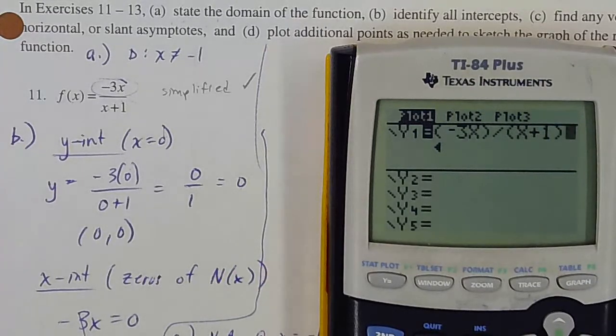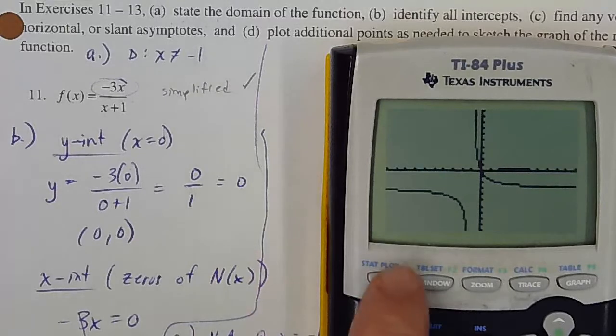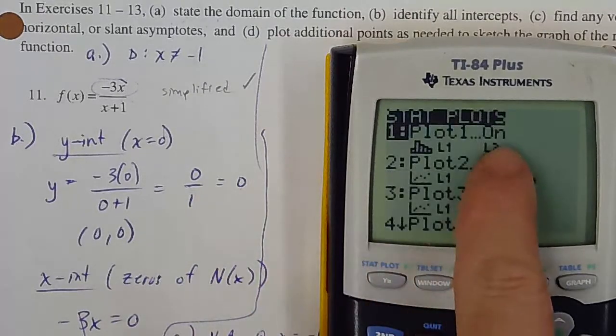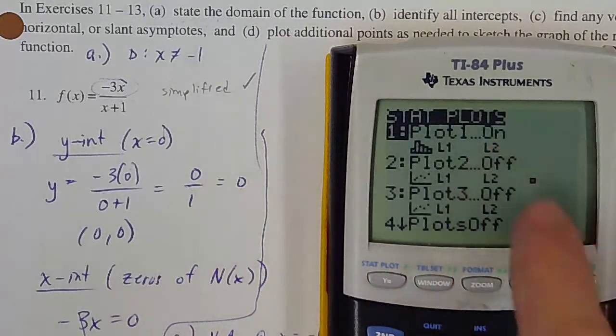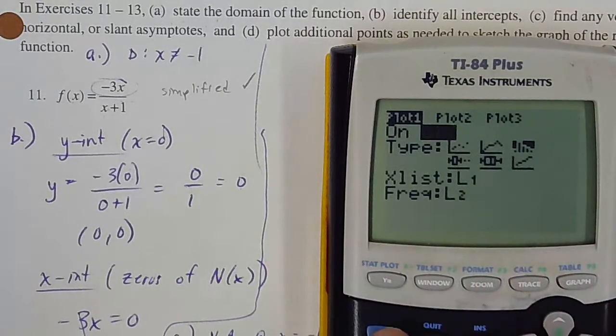Okay, usually a 10 by 10 window is going to be fine, so that's our zoom 6. One other reminder too, sometimes if you get an error message, your stat plot might be on, especially in this class where I've got statistics and we do stat plots. So that's second y equals. Mine's on and I didn't get an error message this time, but to be safe, you might want to always turn that off, okay? So if you got an error message, try it again.